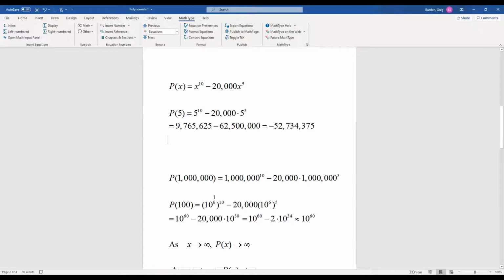So a million is 10 to the 6th. So in both cases, I just wrote the million as 10 to the 6th. And then use the power rule: 10 to the 6th raised to the 10th power is 10 to the 60th, and 10 to the 6th raised to the 5th power is 10 to the 30th. If you multiply 10 to the 30th by the 20,000, well, one way of doing that is to think of 20,000 as being 2 times 10,000. 10,000 is 10 to the 4th, and so that would make it 2 times 10 to the 34th.